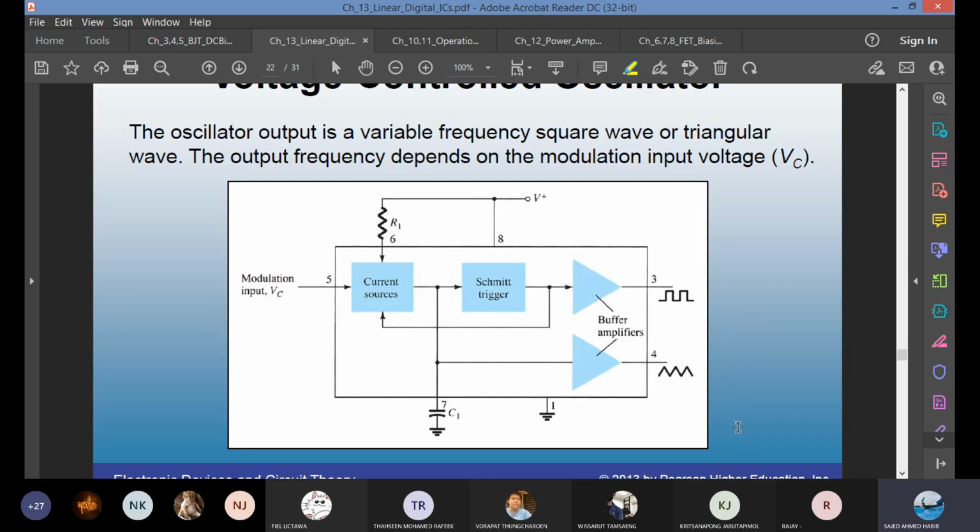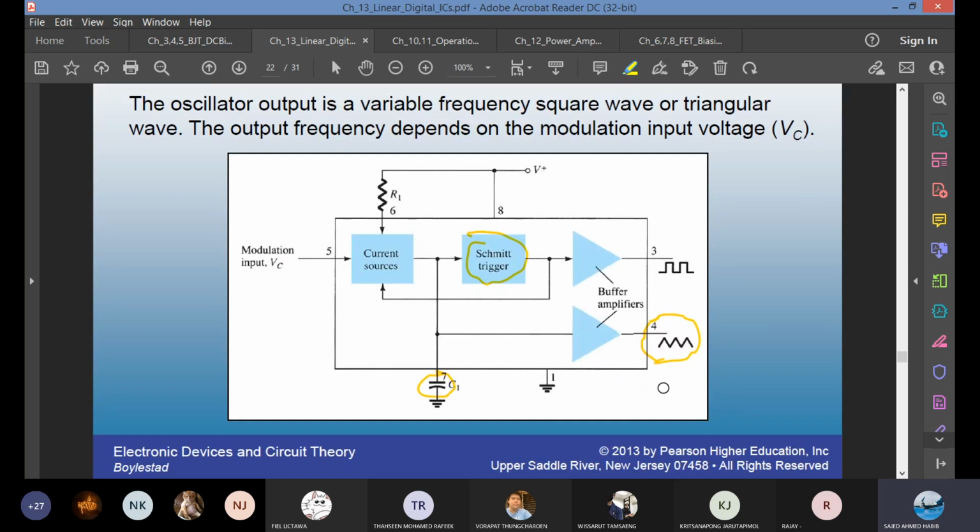For VCO, voltage controlled oscillator, what does it do? It takes an input voltage and gives you an output of a certain frequency. There are 2 types of output coming out of the VCO. One is a square wave, the other one is a triangular wave. The square wave comes from the Schmitt trigger. This is the digital part. The triangular waveform is developed across this capacitor. It is simulating a charging and discharging behavior. So the output frequency depends on the input voltage. That's why we call it the voltage controlled oscillator.